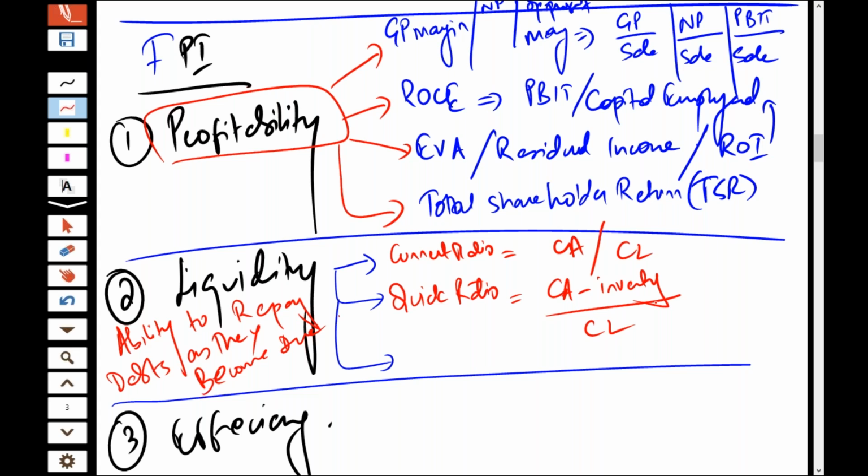Now, when we talk about the quick ratio and the current ratio, why exactly are they important? They tell you the ability of an entity to repay the debts as they become due.